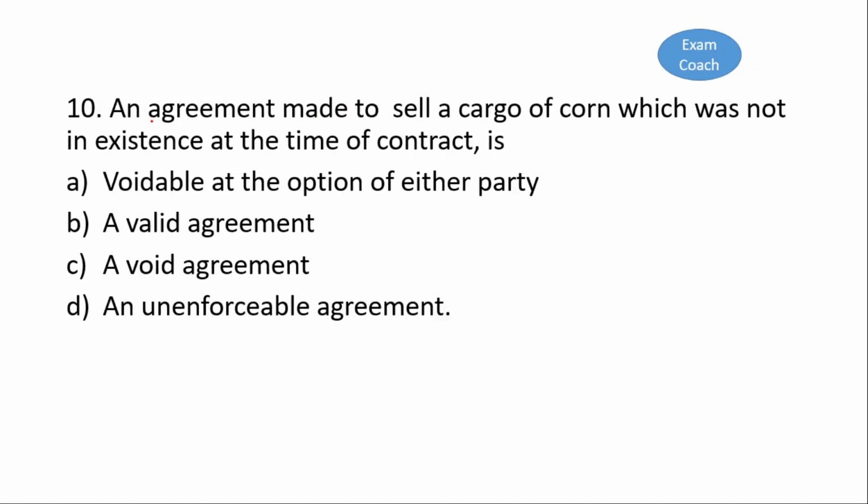Our last question is, an agreement made to sell a cargo of corn which was not in existence at the time of contract is. The subject matter of the agreement did not exist at the time of the contract, so that agreement will be a void agreement. In an agreement, if the subject matter does not exist at the time of agreement, it is void, void for uncertainty.